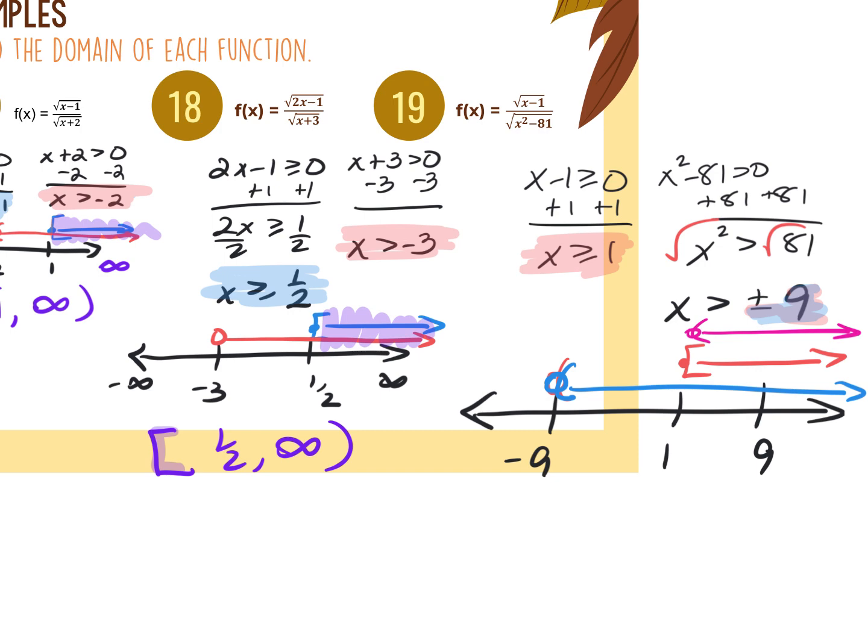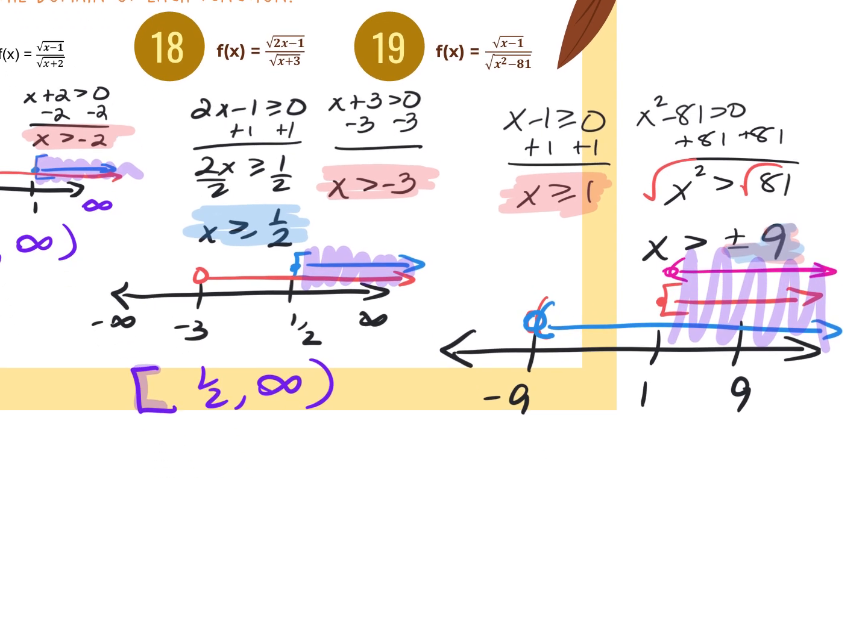So I need to see where I see all 3 lines, and I see the pink, the red, and the blue right here. So this would be my domain. So it's going to go from 9 to infinity. And notice it's a parentheses around the 9 because of the open circle there on the pink. That is it for section 2.2.